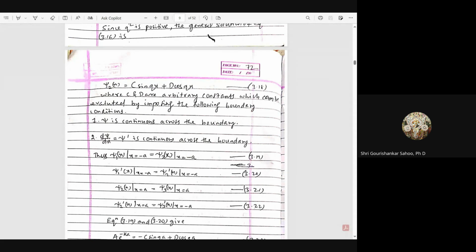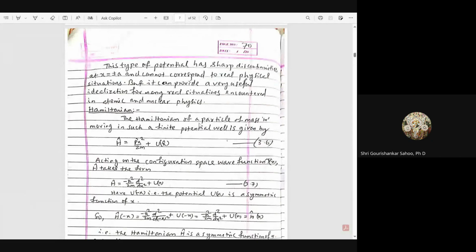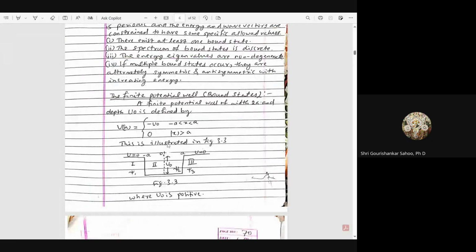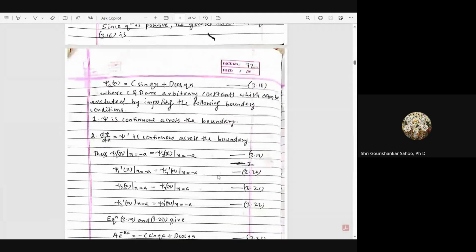So from these two boundary conditions, you can write psi 1 at x is equal to minus a is equal to psi 2 at x is equal to minus a. See here, in this region, in this discontinuity. Then we will discuss the discontinuity between psi 2 and psi 3. What happens here?